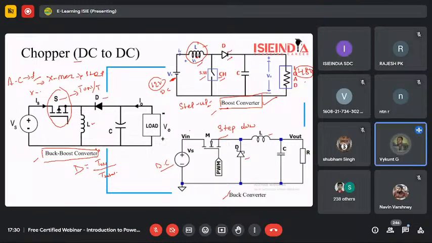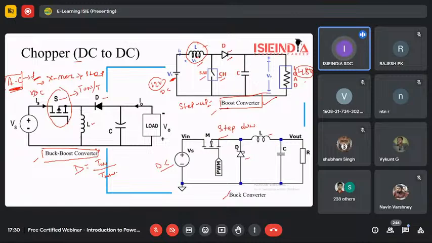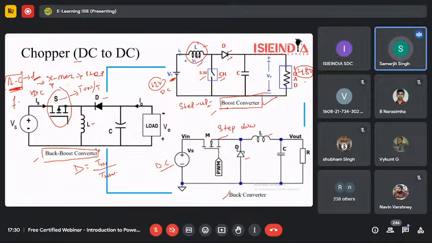Sorry to interrupt. Can you please repeat that sentence once? Which sentence? About the difference between the transformers and these choppers. Transformers are also used for step up and step down operation. So basically a transformer uses an AC supply, which has a frequency. If we give the transformer a DC supply, in DC there is no frequency present, so the transformer will not work. Okay, but in a chopper, why can't I give an AC supply, please?